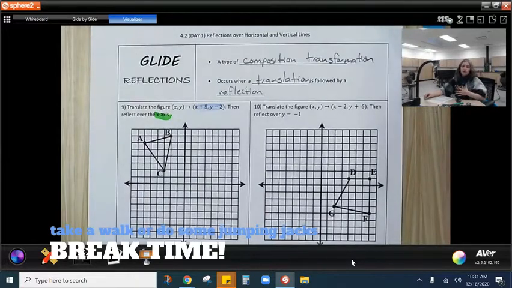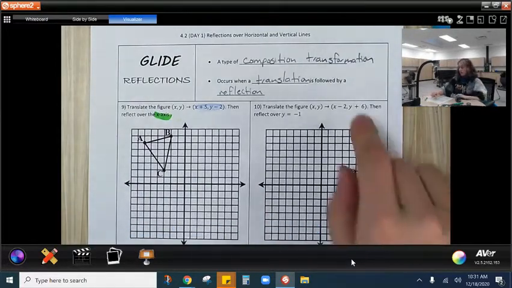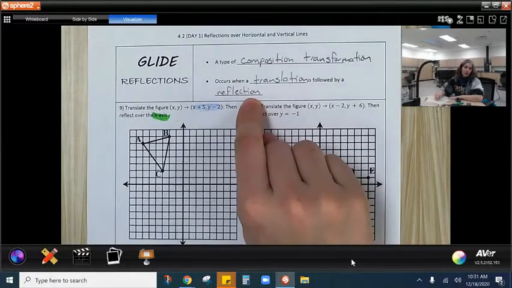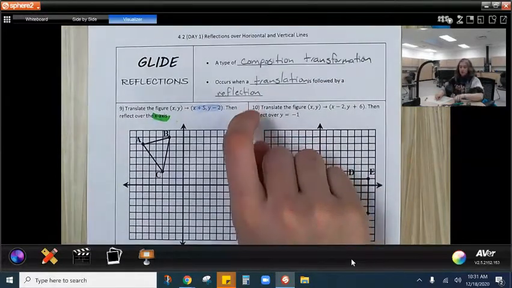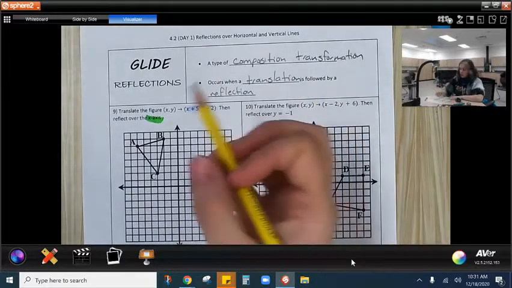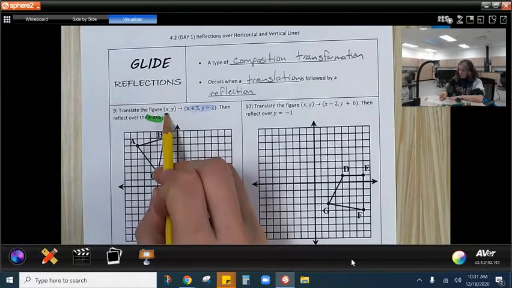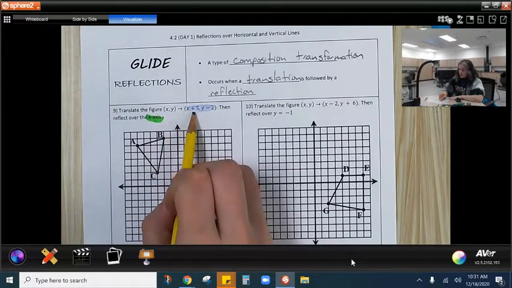A glide reflection is a composition of transformations. Specifically, it's a translation followed by a reflection, so we're going to do both of those things. We're going to start with triangle ABC here. We're going to translate the figure from (x, y) to (x + 5, y - 2).